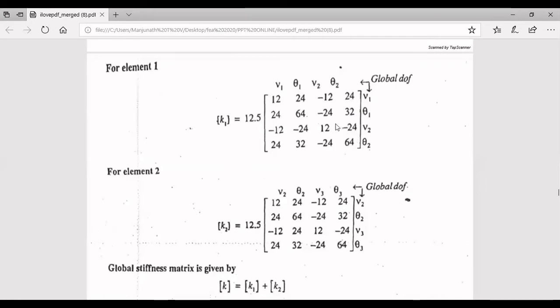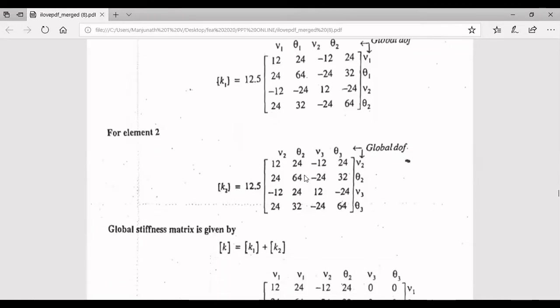These are the possible displacements, the degrees of freedom, at node number 2, with values 12, 24, 24, 64. Only these common coefficient values are going to be added. Then all the remaining coefficient values remain as they are in the global stiffness matrix.